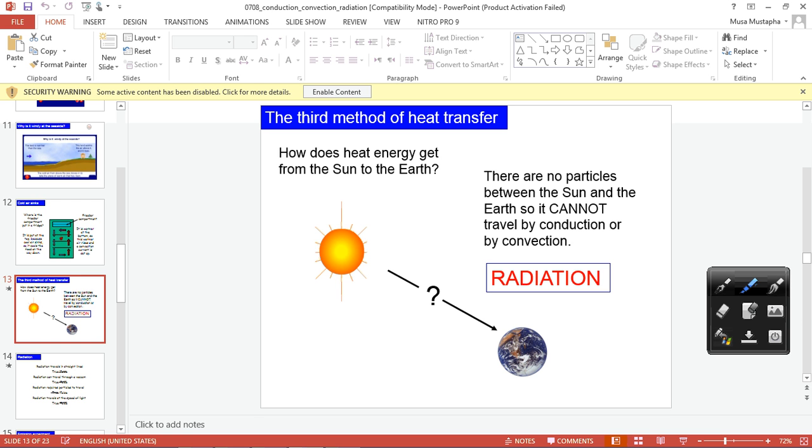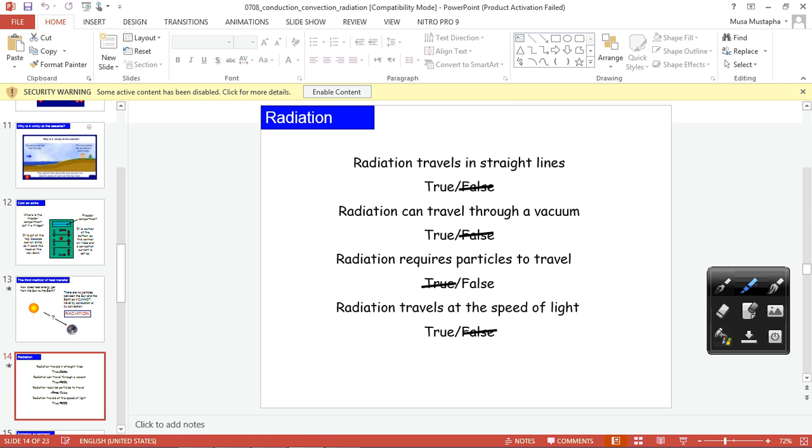Let me remind you again. Conduction means there must be particles, with heat transferred from a solid material to another solid material. In convection, there's heat transfer from a liquid to another liquid, or a gas to another gas. And in the case of radiation, it has to be through some other means.